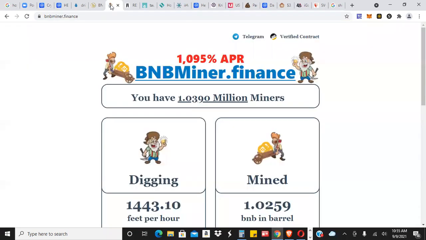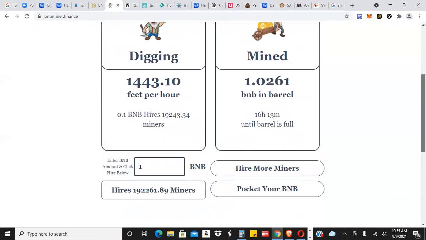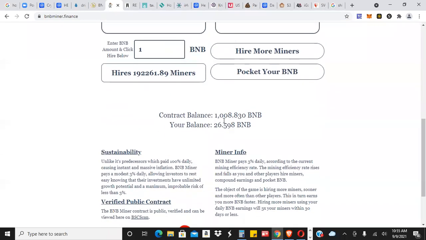BNB Miner, this one pays out 3% a day. You can see here the contract at 1,008 BNB. Yesterday when I did my video on BNB Miner it was at 800 and change. So yeah, a nice injection of BNB just went into the contract, which is great for everyone that's involved with this, because the more BNB that's coming into the contract, the better for everyone.